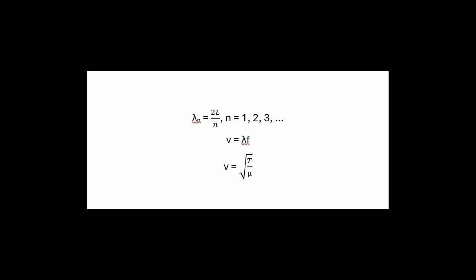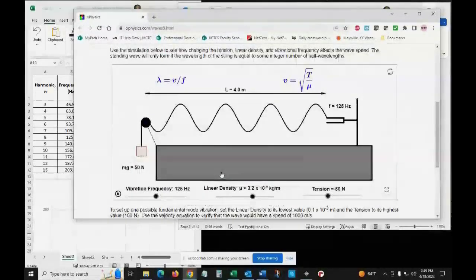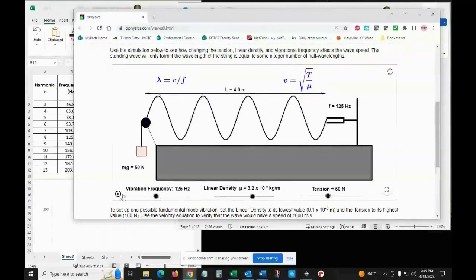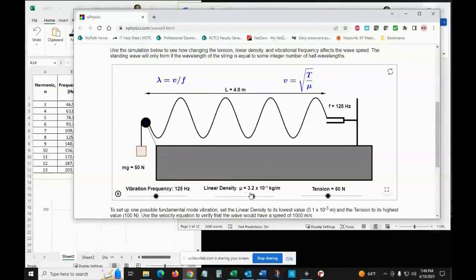In this lab, you will be working with standing waves using a simulation. You will explore the relationship between velocity, wavelength, and frequency of waves on a string. You will also see how these properties are affected by tension and mass per unit length. The simulation allows you to adjust things like frequency, tension, and mass per unit length.